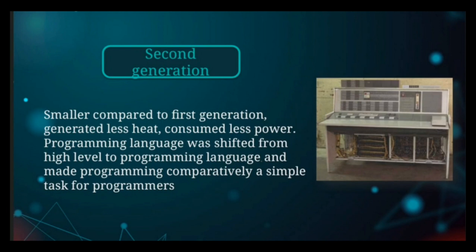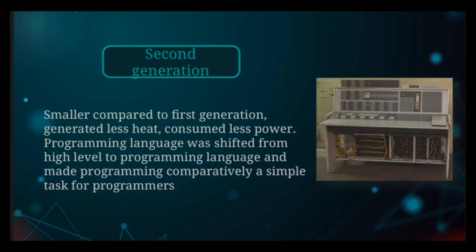Second generation. In this generation, the computers were smaller compared to the first generation, generated less heat, and consumed less power. Programming language was shifted from machine level to assembly language and made programming comparatively a simple task for programmers.